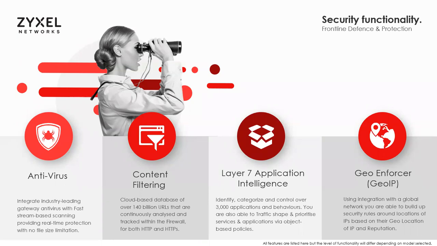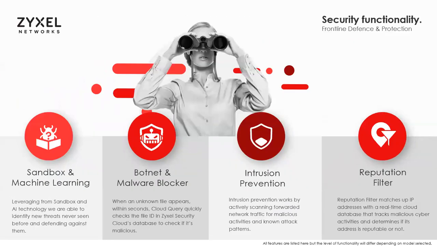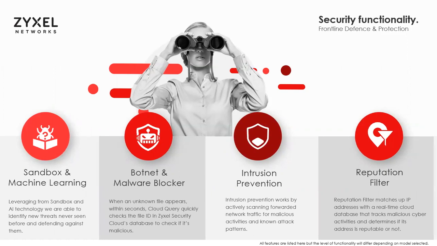Geo-IP enforcement, so you can block traffic from places in the world that shouldn't be trying to access your networks. On the ATP side of things, we have a sandbox and machine learning. So that's a new way of doing antivirus, and I'll talk a little bit about that in a future slide here. All of our products have IDP, intrusion detection and prevention. We've got reputation filters.